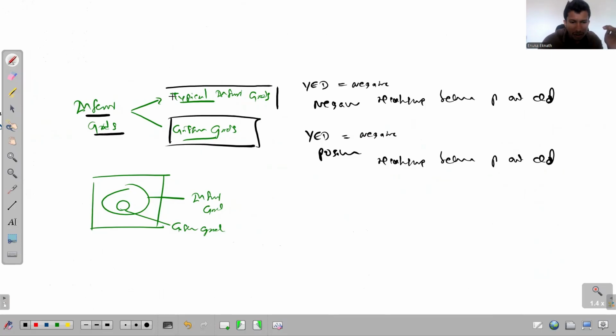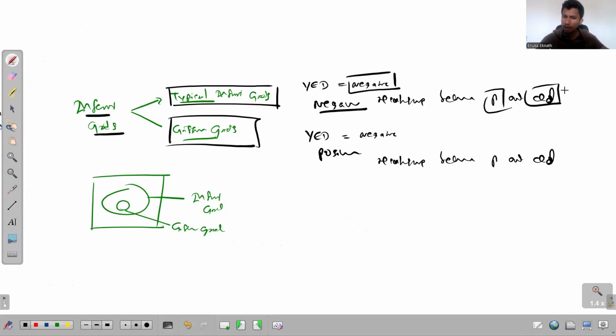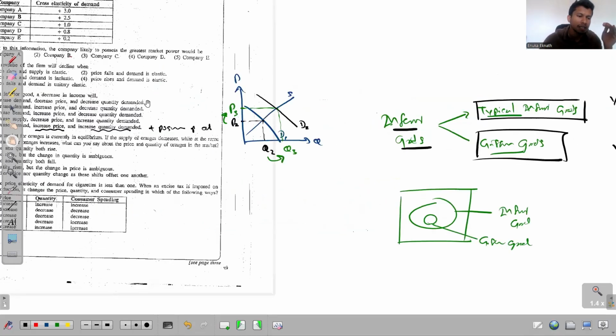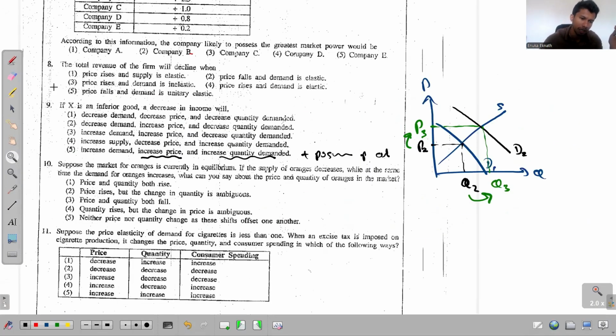We just need to assume that they must be referring to a typical inferior good, where we see a negative relationship between income and demand, but still there is again a negative relationship between P and QD. Again, similar to other normal goods, there is a negative relationship between P and QD. That is in this third option: increase demand, increase price, and then decrease quantity demanded.